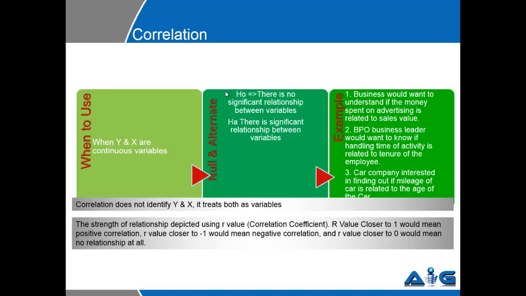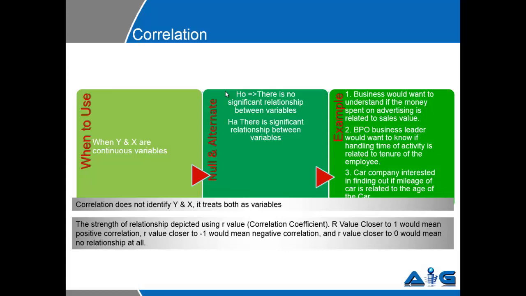And the strength of the relationship during a correlation test is depicted using a R value, or a Pearson's correlation coefficient value. R value closer to 1 would mean that there is a positive correlation between the variables. R value closer to -1 would mean that there is negative correlation between the variables. And similarly, if R value is closer to 0, that would mean that there is no relationship at all.